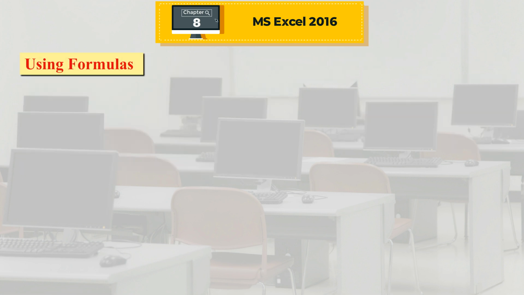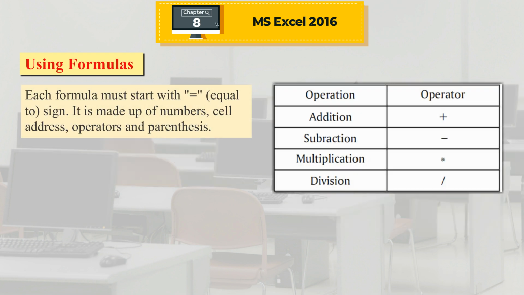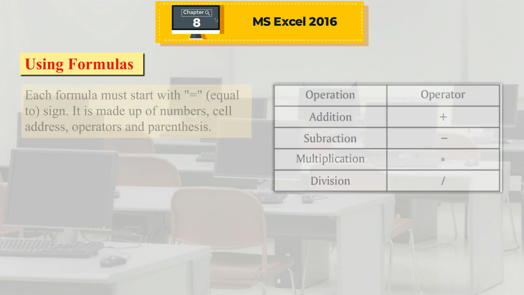Using formulas. A formula can be used by us to perform calculations or operations on the cell values like addition, subtraction, multiplication, and division. These operations can be performed by using operators like plus, minus, asterisk, and slash. Each formula must start with an equal to sign. It is made up of numbers, cell address, operators, and parentheses.